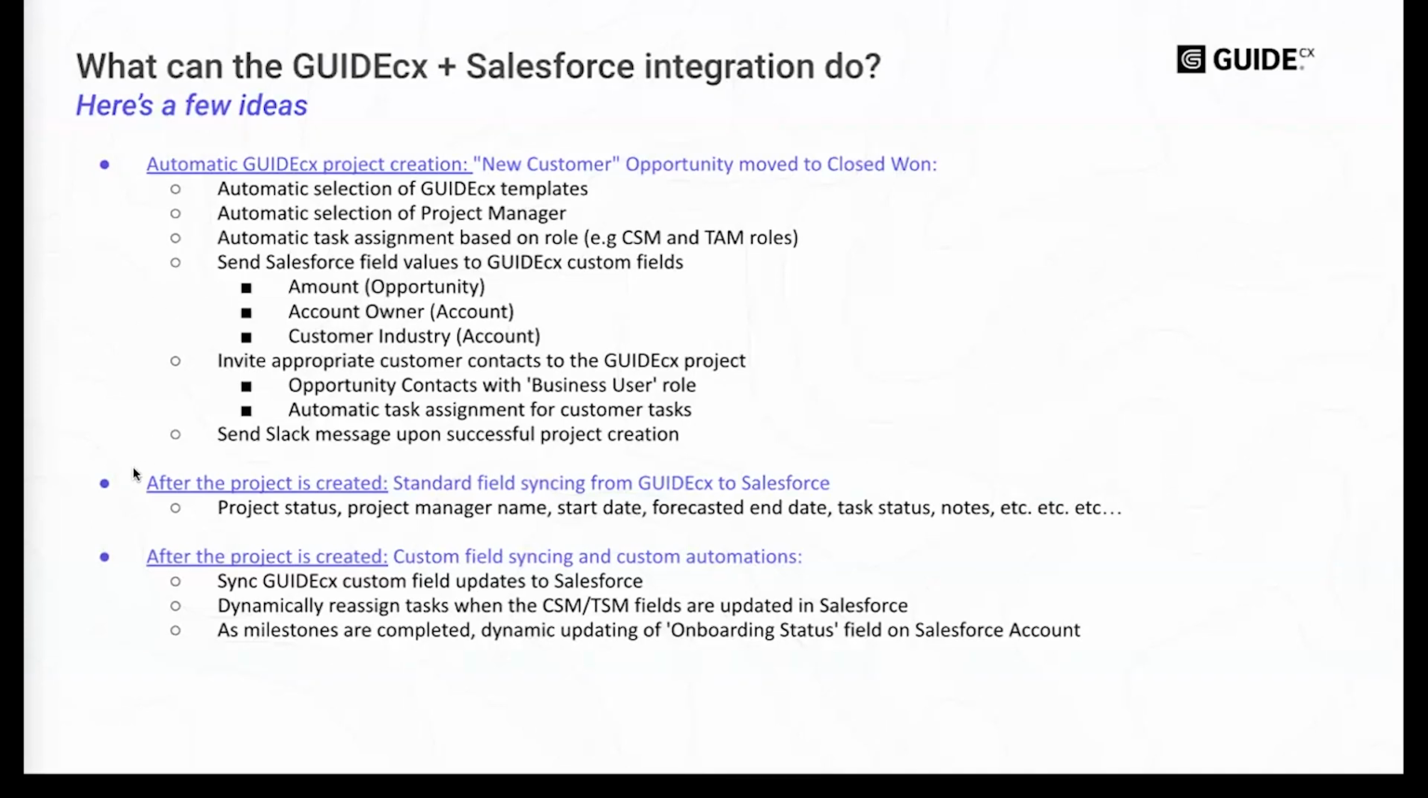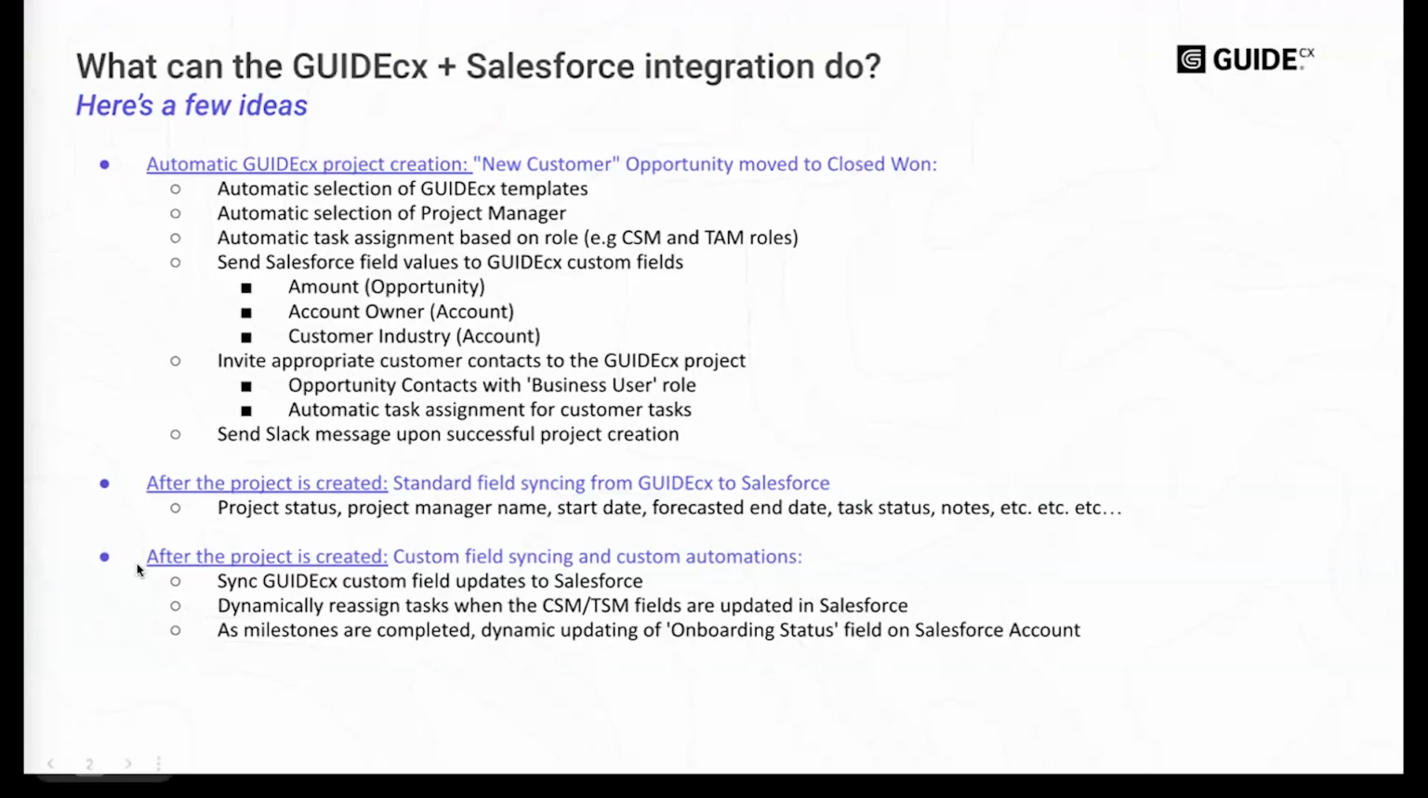And then the next is, after the project is created, there's the concept of syncing all the standard fields of the project back from GUIDEcx to Salesforce. So things like the status of the project, the project manager's name, the start date of the project, forecasted end date, and status of all the tasks and so forth. And then third, after the project's created, we could do additional custom field syncing and other custom automations.